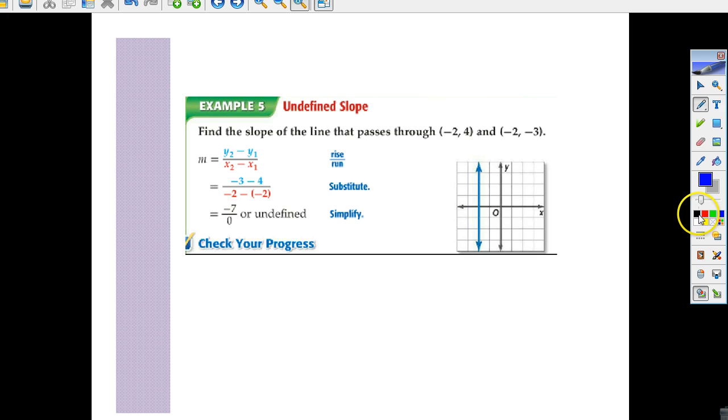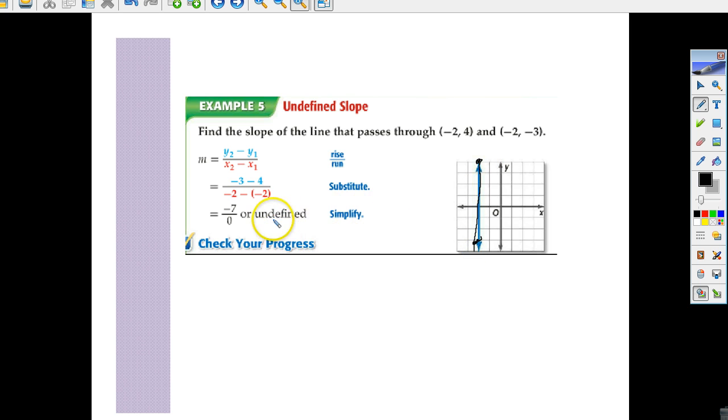Okay, welcome back. So there's going to be some slopes that look a little funky. Find the slope of a line that passes through these 2 points. So you graph the 2 points, negative 2 and 4. That's a point right there. And then you have negative 2 and negative 3. Point right there. When you graph those 2 points together, it has one straight line.